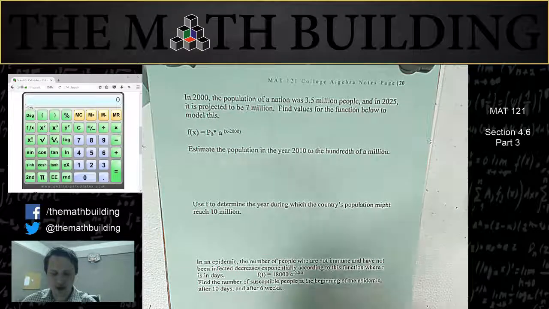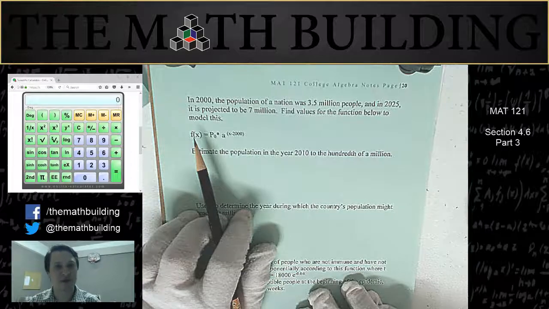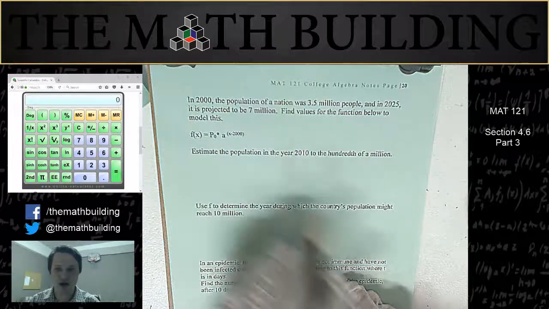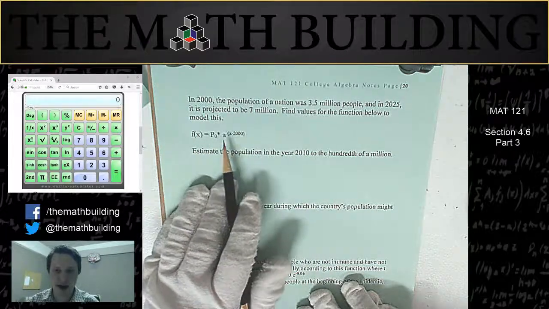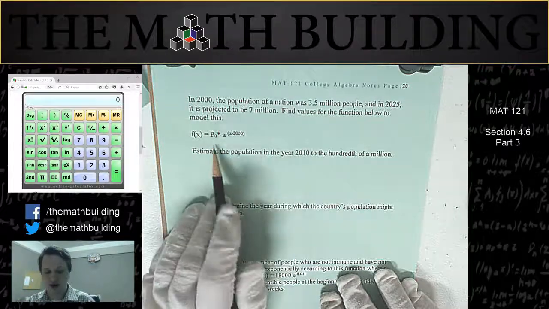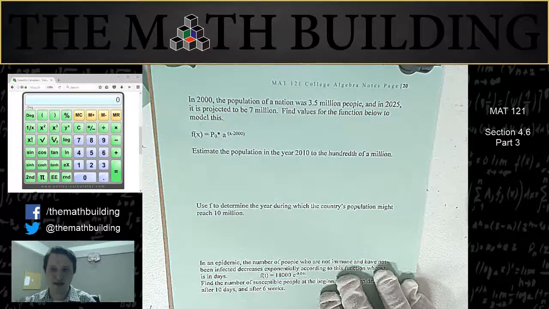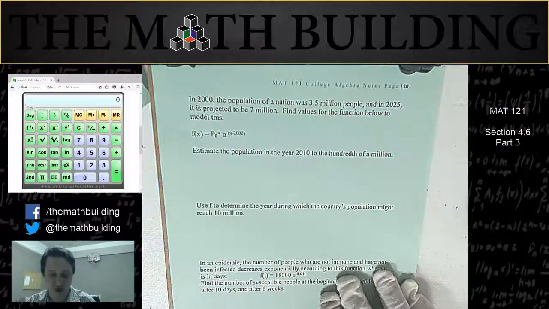Well, in this function, x is going to be the year, and f of x is going to be the population in that year. So we don't know P and we don't know a. Those are the two values we need to figure out. Well, we actually do know P. It's 3.5 million, the original population. And since we have a coordinate of 7 million in 2025, we can actually solve for a.